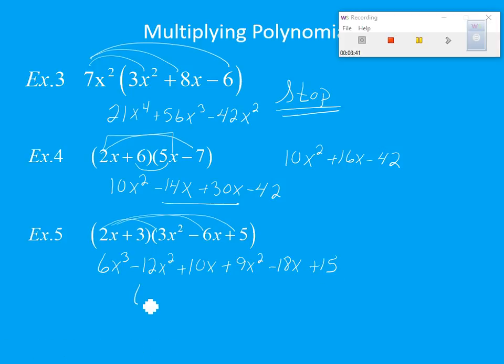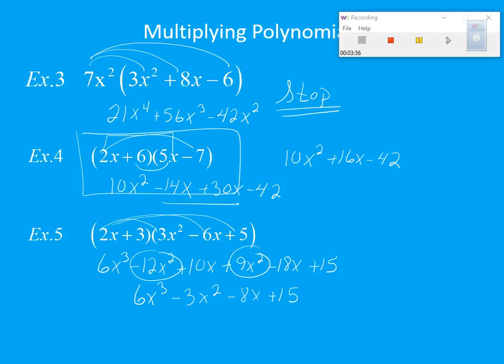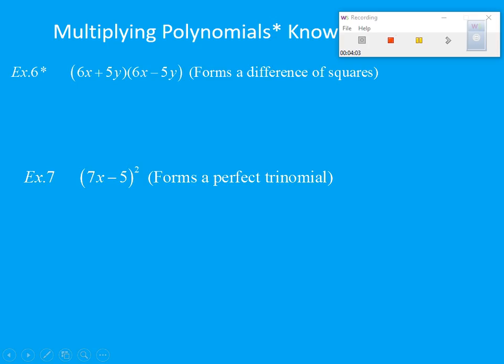Combine your like terms, so there's a 6x cubed. Find your squared, so I've got negative 3x squared minus 8x plus 15. The reason I reviewed that a little bit, here in a little bit we go backwards when we factor, and here in a little bit how to multiply a binomial times a trinomial. That'll help us when we factor our perfect cubes.